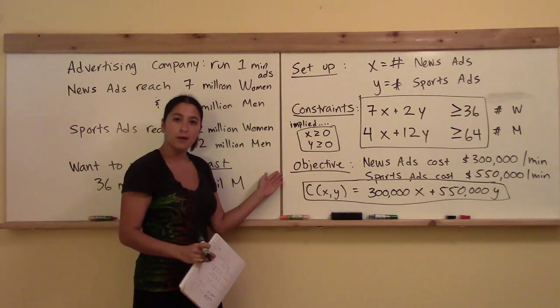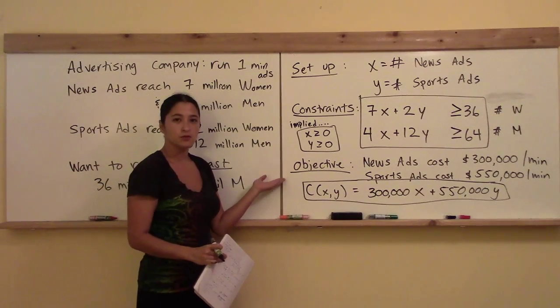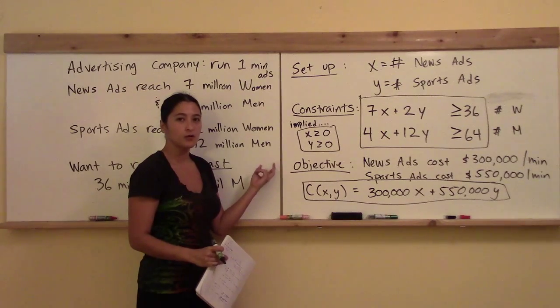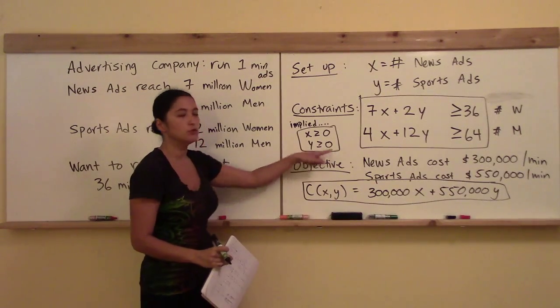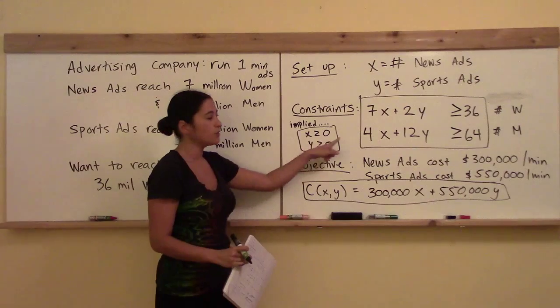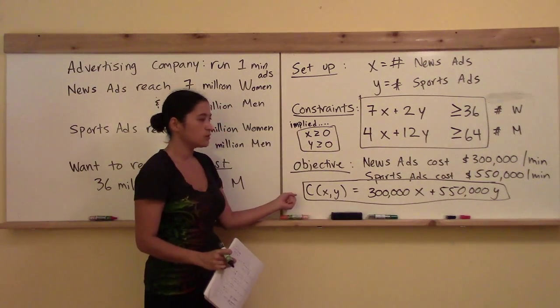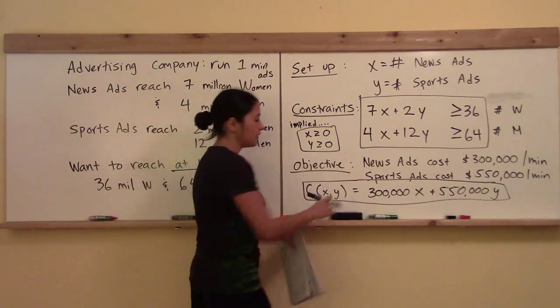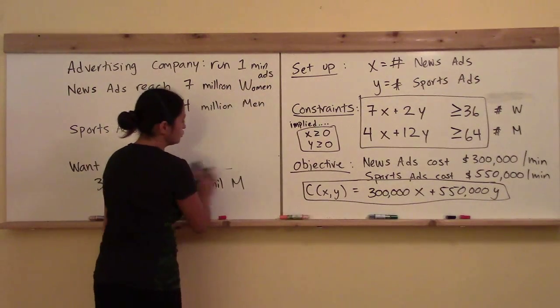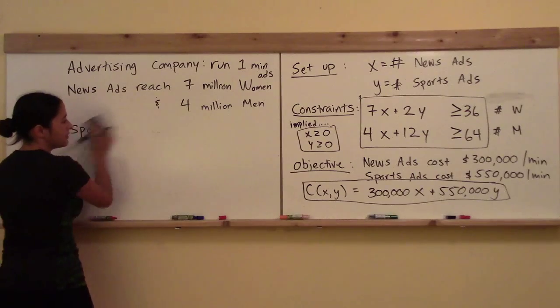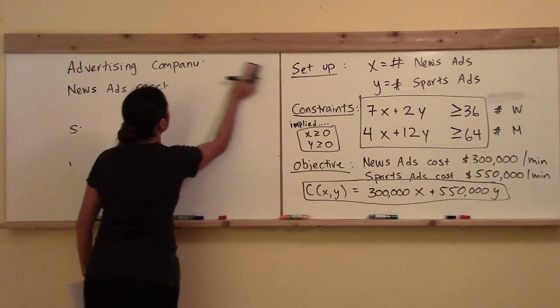That's just the setup part. And now we have to go to the drawing board of that two-step process. The first step will be to use the constraints to graph a region of feasibility and locate the corners. The second thing will be the objective. We're going to evaluate the objective on each one of the corners that we find, and then we're going to pick out the minimum value.